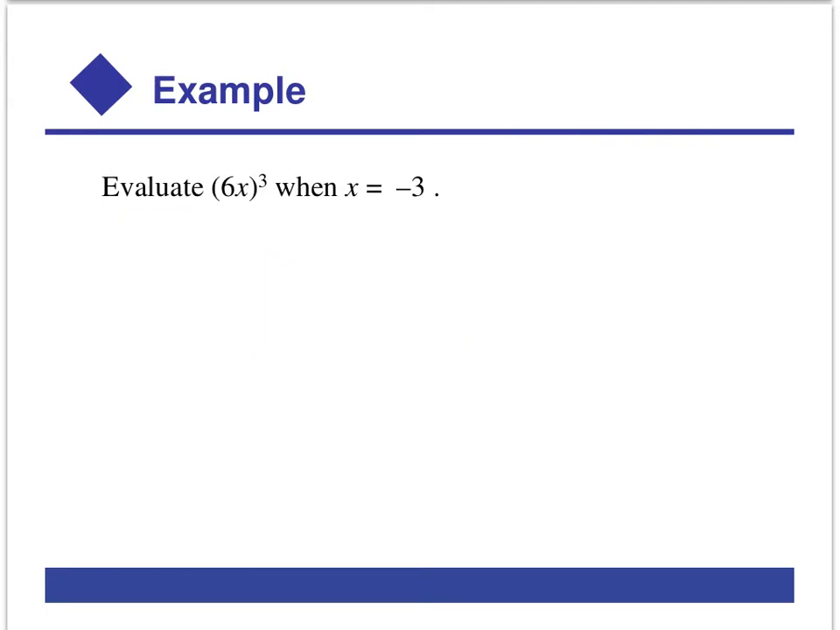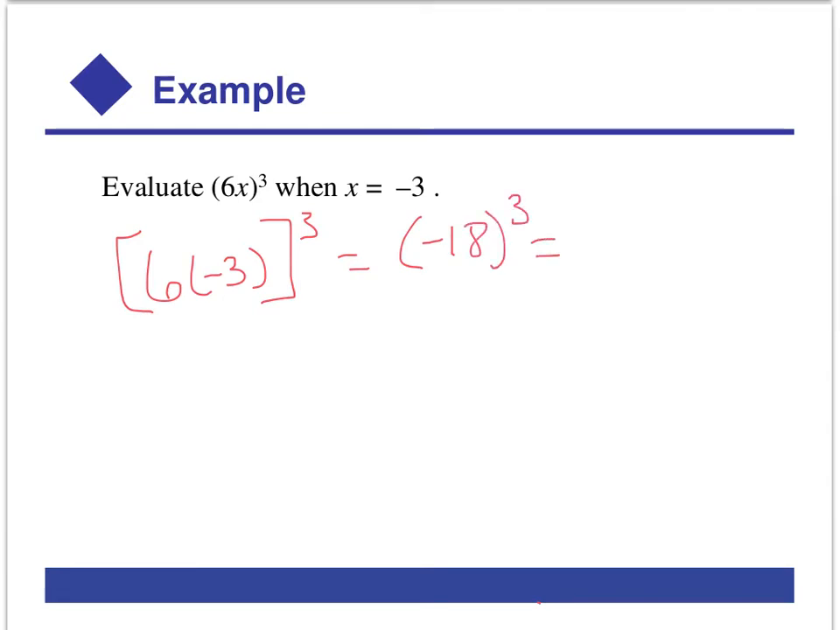Again, we're going to evaluate this. So you have 6 times negative 3, all raised to the 3rd power. So 6 times negative 3 equals negative 18 raised to the 3rd power. Again, anytime you have an odd power and a negative number on the inside that's been raised, your answer is going to be negative. So negative 18 raised to the 3rd power is negative 5,832.